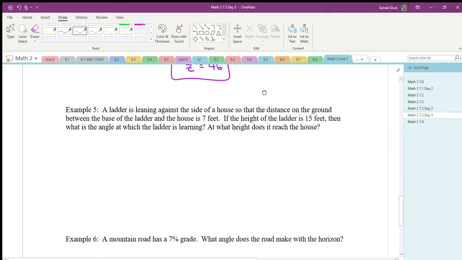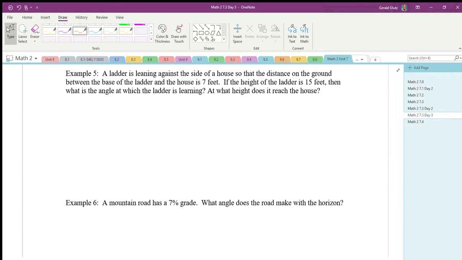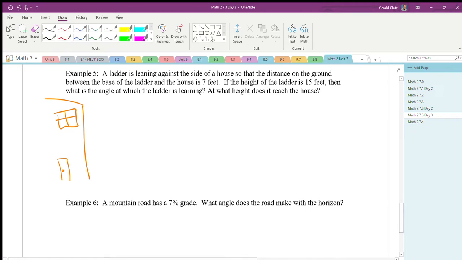Moving on to example 5. A ladder is leaning against the side of a house, so it helps to draw the buildings. So this is my house. There's a little door. And then here's the ladder.